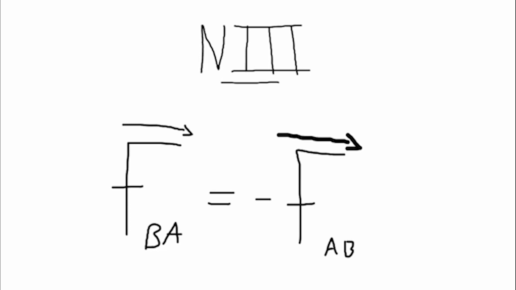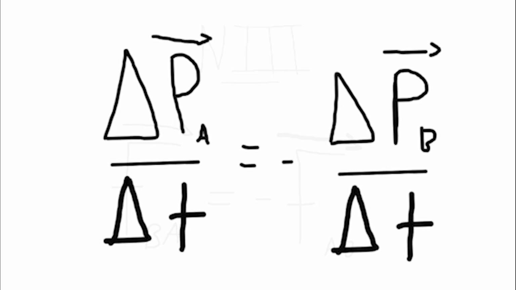According to Newton's third law of motion, when one object is imparting a force on a second object, the second object exerts a force equal in magnitude and opposite in direction to the first object. Now we know that the change in momentum is equal to the force times the change in time. Solving for force, we can substitute in change in momentum over time.